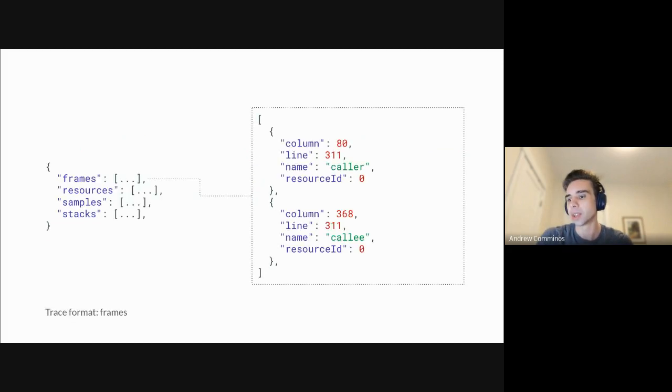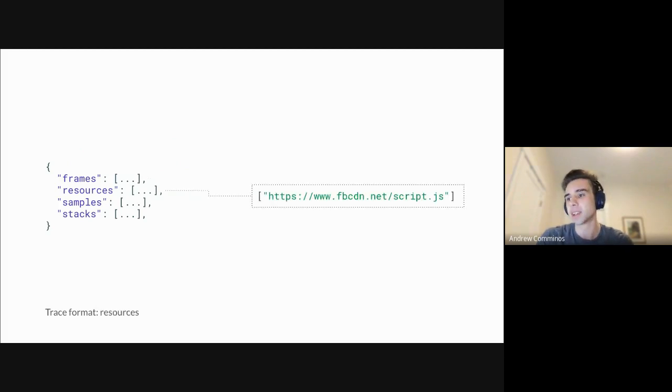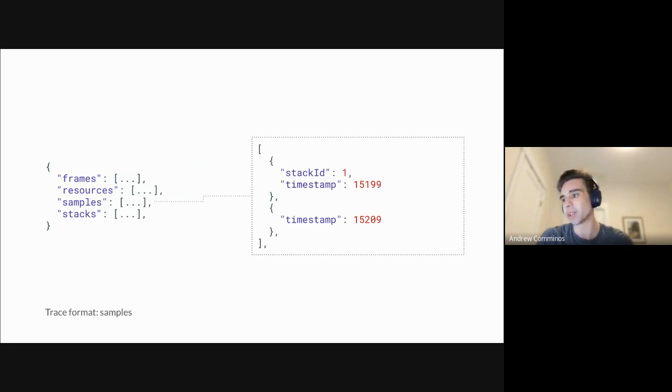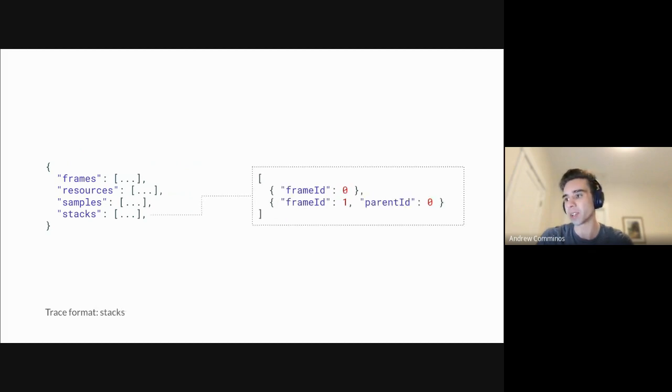Cool. Here's a very quick overview of the trace format. We use a very similar format to Chrome tracing and SpiderMonkey, in that we use a trie to represent JavaScript frames. These are all structurally compressed by deduplicating resources, frames, and substacks. I'll be posting the slides after, if folks are interested in diving in.